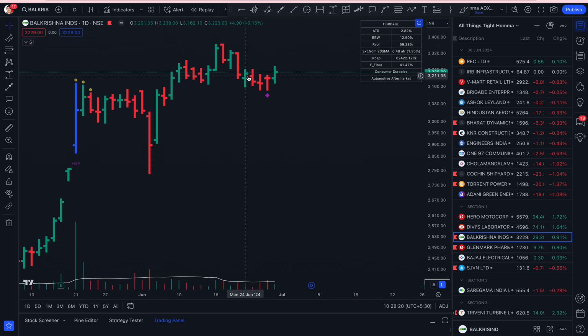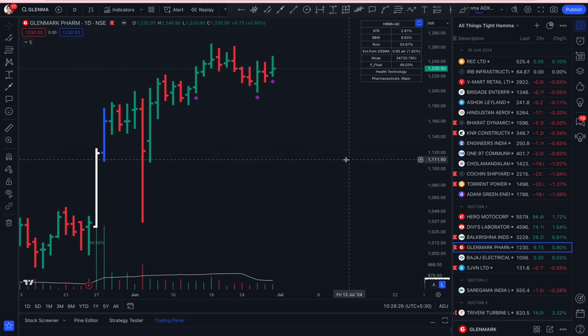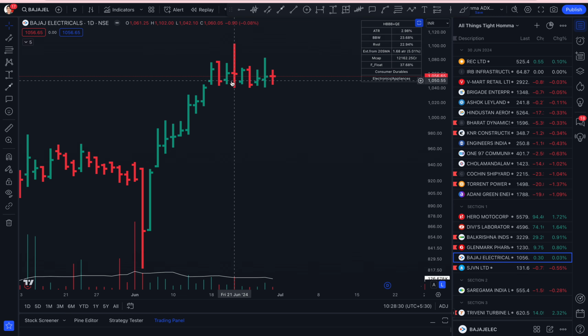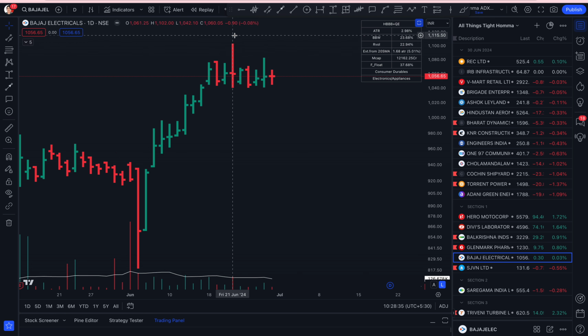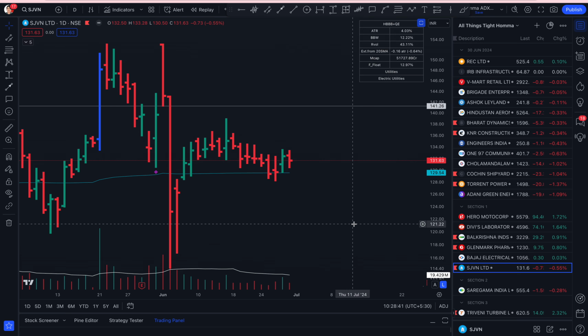Balkrishna Industries, 1, 2, 3, 4, 5 days of peak tightness. Glenmark Pharma, very similar, 5, 6 days of peak tightness. Bajaj Electricals, 1, 2, 3, 4, 5, 6, 7, 8 days of tightness. Fake out. SJVN, also another very good tight stock.